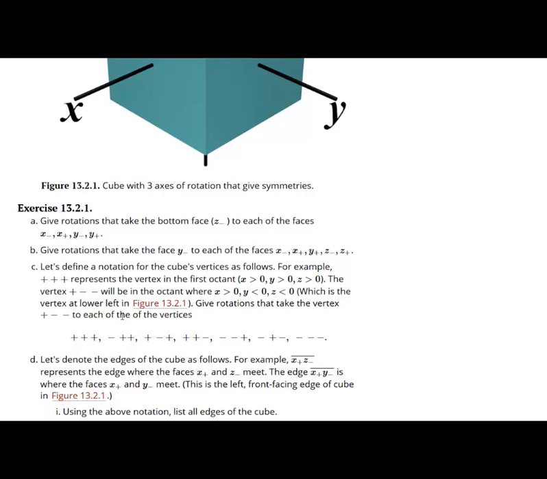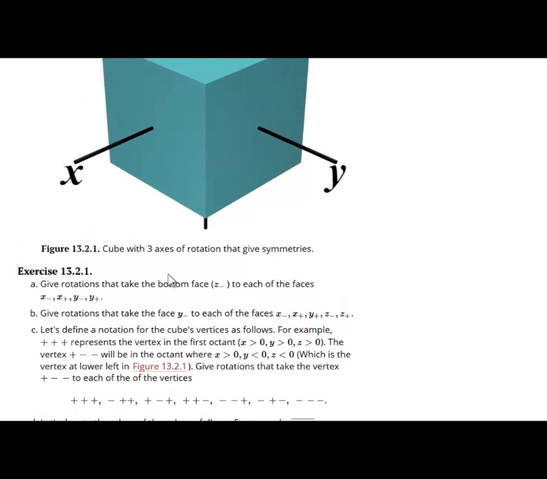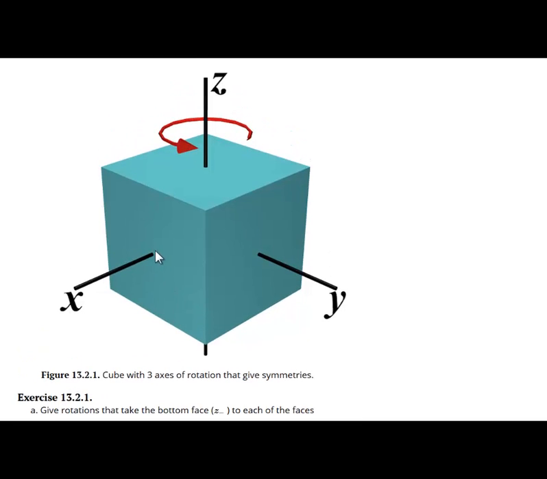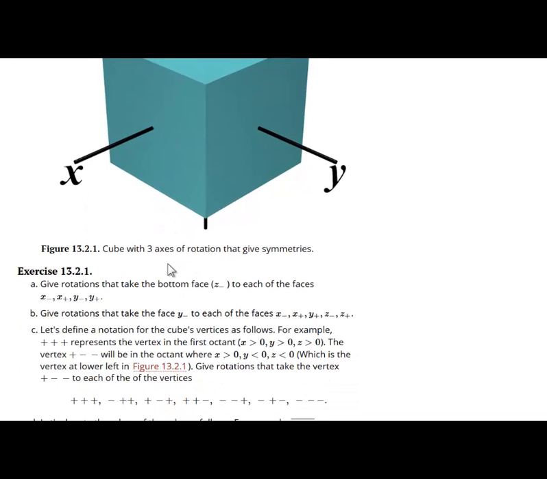Right? Now let's do the first one of these examples. Suppose I want to take the vertex plus minus minus to plus plus plus. What does that mean? That means the x is plus, y is minus, z is minus. So where is that vertex? X is plus here, so it's one of these vertices. Y is minus, so it's one of the 2 in the back. And z is minus, that's the one right here. That vertex there is the vertex we're starting with. And we want to take that vertex to plus plus plus.